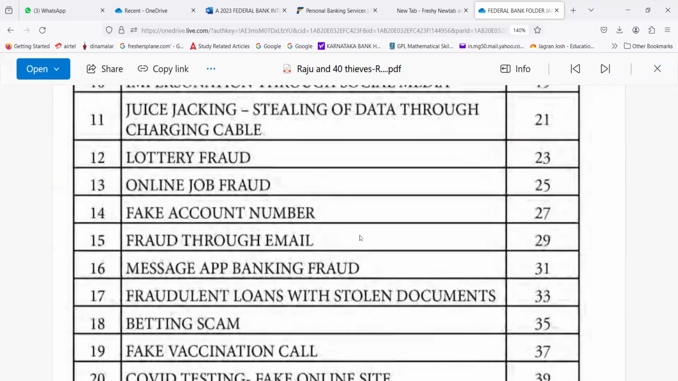So what is that? Very interesting. Stealing of data. Even it was mentioned in today's headlines, sir, which you had even shared. What is juice jacking? Some cafes are providing free Wi-Fi, but not even Wi-Fi. It is like charging points provided by cafes or maybe airports.